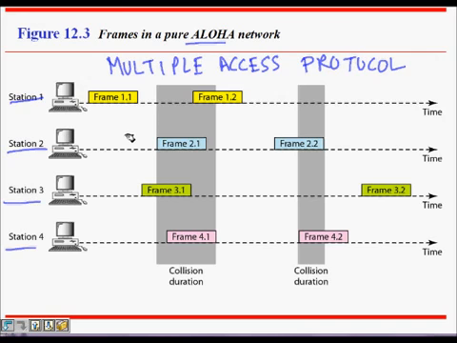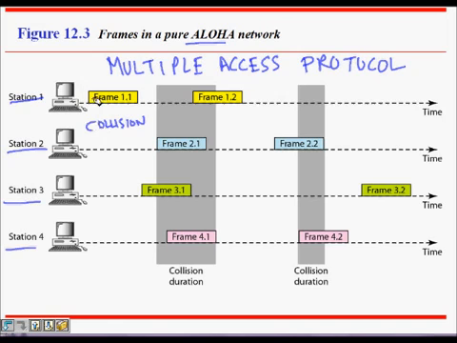Now there are a few constraints. The constraints are that when someone is transmitting its frame, others should not transmit their frame, because if two people simultaneously transmit their frame, then there will be a collision. So there is a chance of collision, and they should not be transmitting at the same time. Even if just one of the bits collides, it is still a collision.